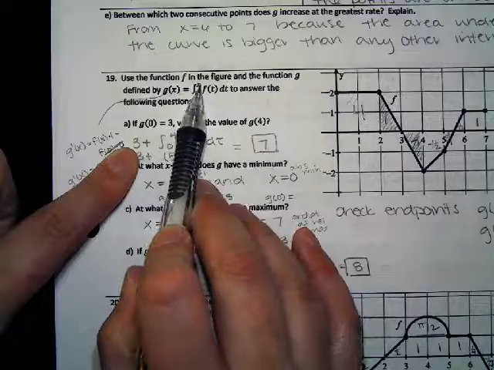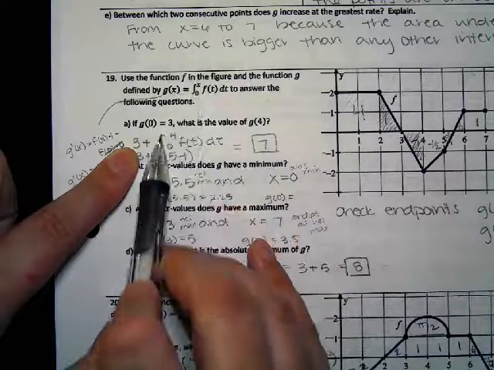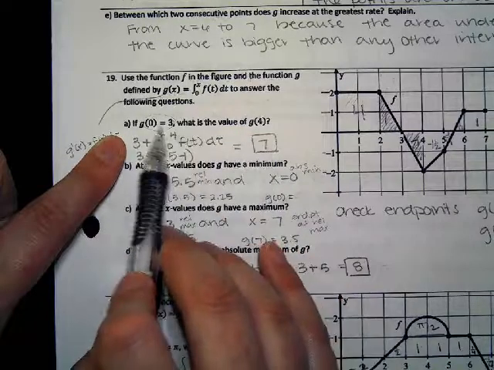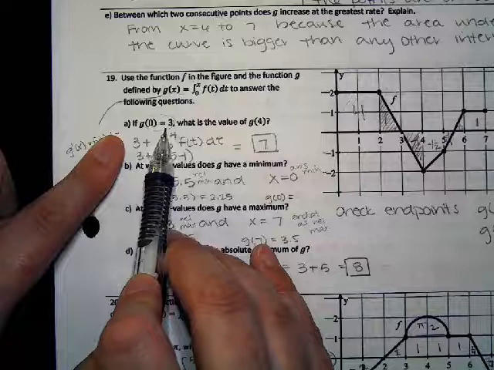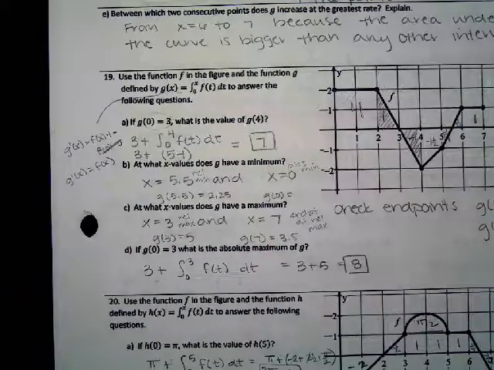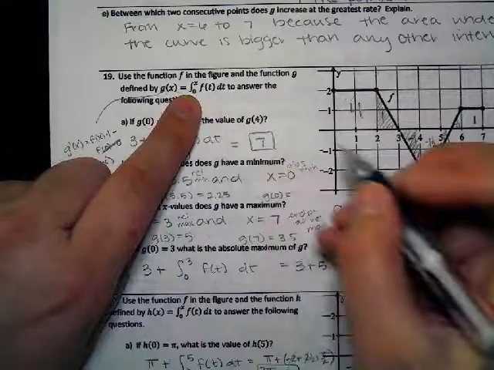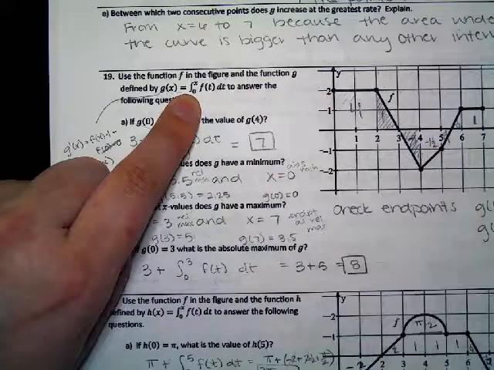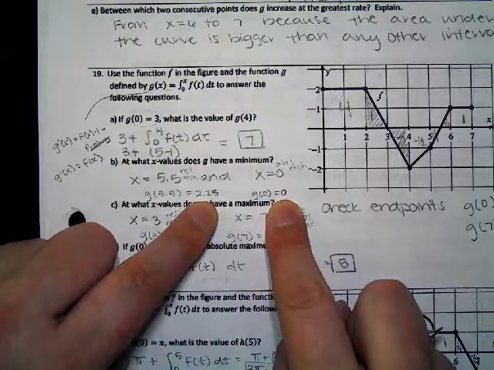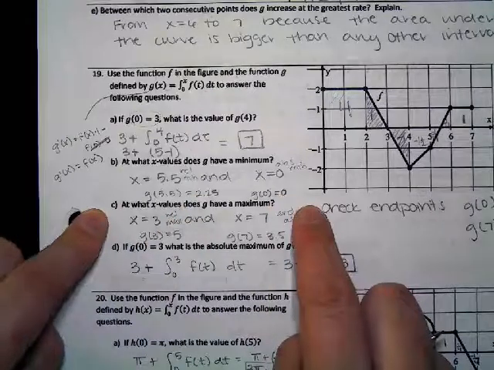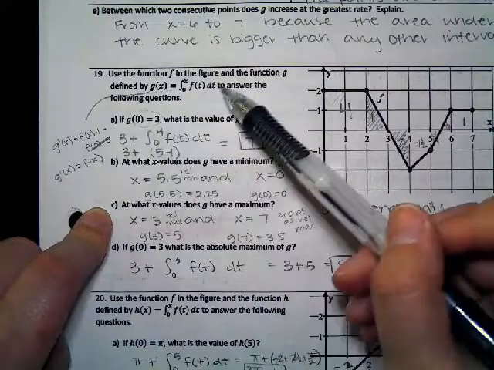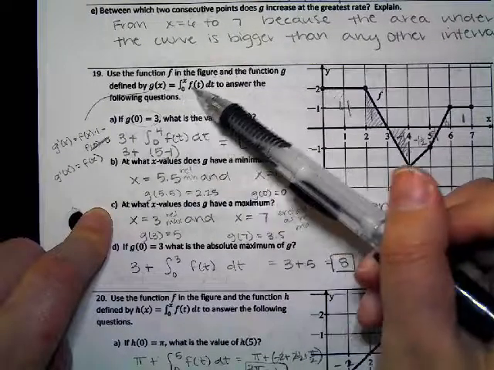So for part A, they said if it happened to be 3, then what would this be? But if we assume that this information was only true for part A, and the rest of the time we're assuming that's not true, then g of 0 would equal 0. So the difference is if they wanted you to use this information for all of the problems, they would put it in this part right here instead of in part A. Does that make sense? Okay.